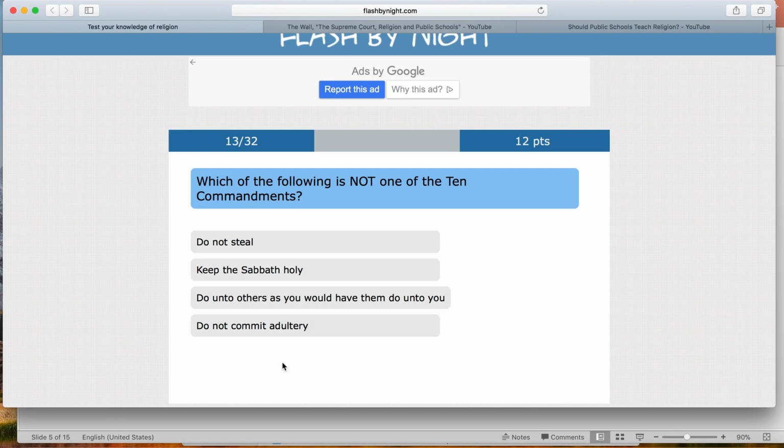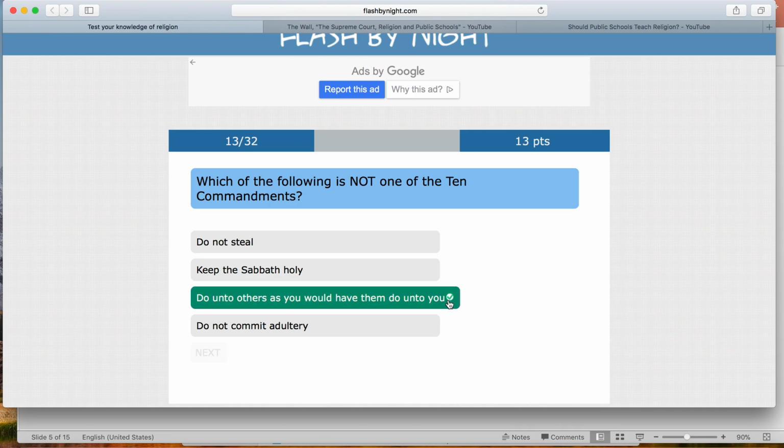Okay, next one. Which of the following is not one of the 10 commandments? Do not steal, keep the Sabbath holy, do unto others as you would have them do unto you, or do not commit adultery. If you selected do unto others as you would have them do unto you, that is correct. That is not one of the 10 commandments.